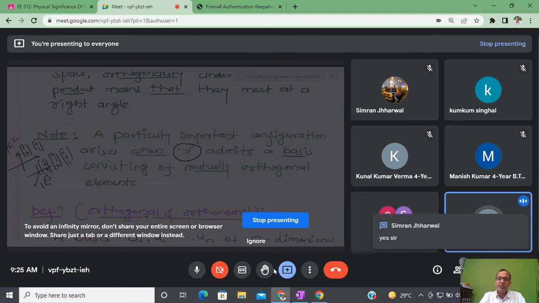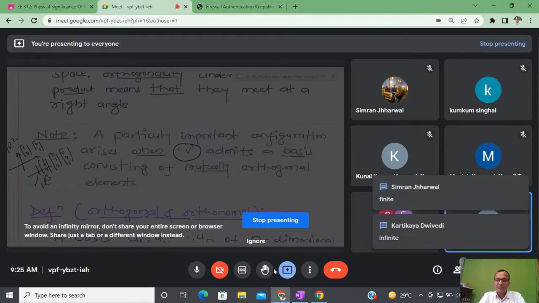Okay, so could you please comment how many mutually orthogonal bases are possible inside some space, suppose three-dimensional space? Finite or infinite? Okay, yeah, so Simran, that might be infinite.